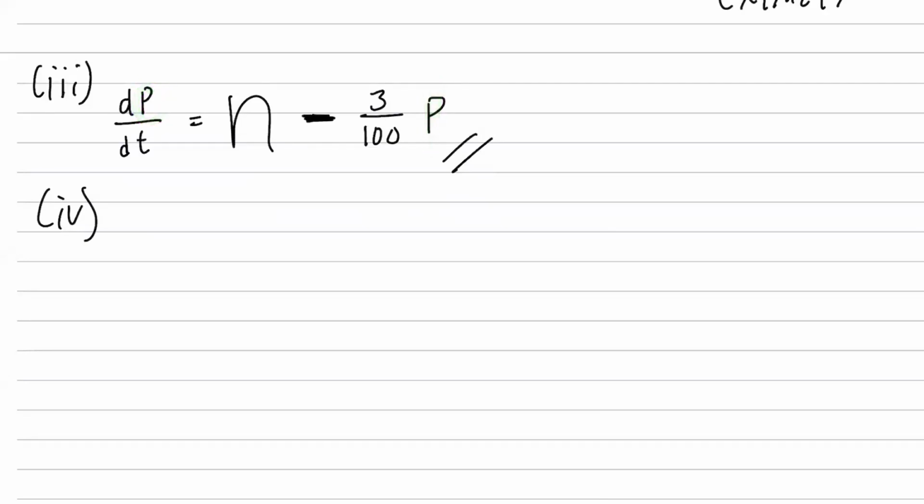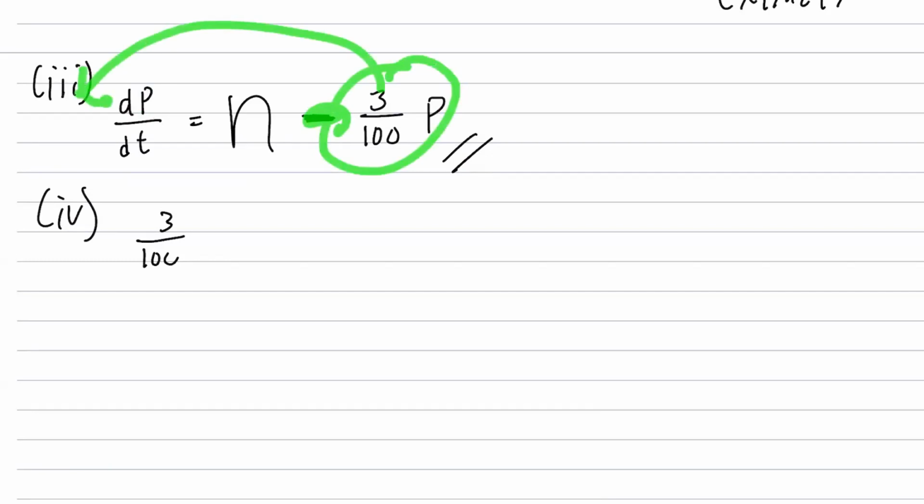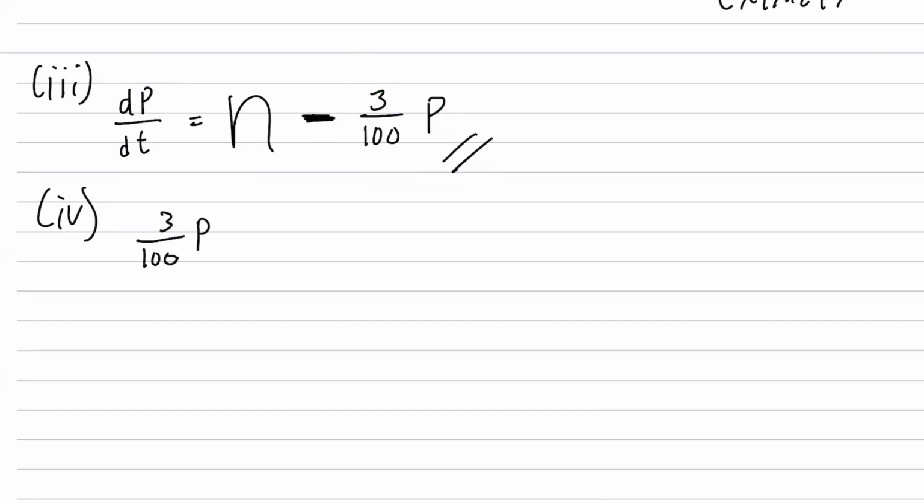But here, let me ask you, can I just do this? I see minus 3 over 100 p, so I bring it over, like this: positive 3 over 100 p plus dp by dt equals n. Can I do this? Cannot. Why cannot? I brought the p over already. What's wrong? It's not divide.